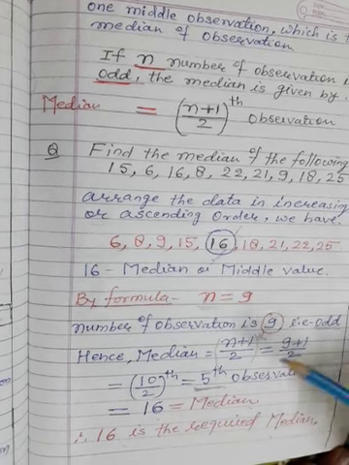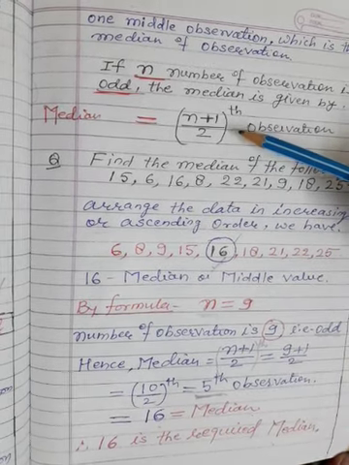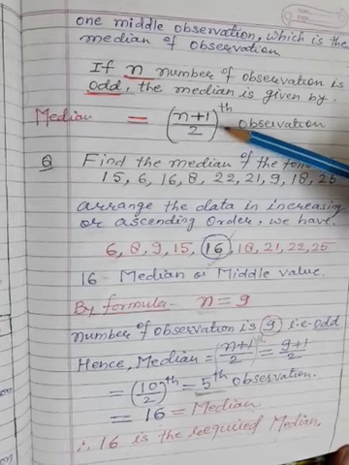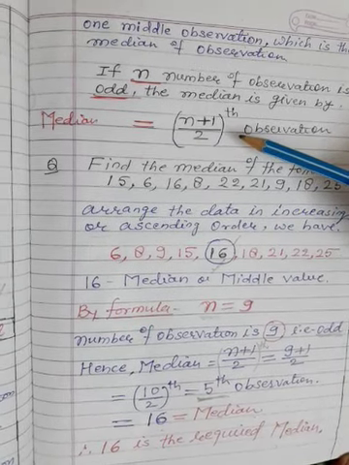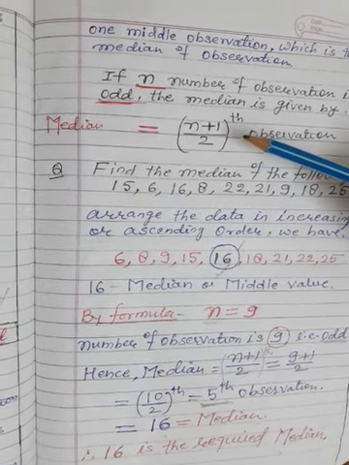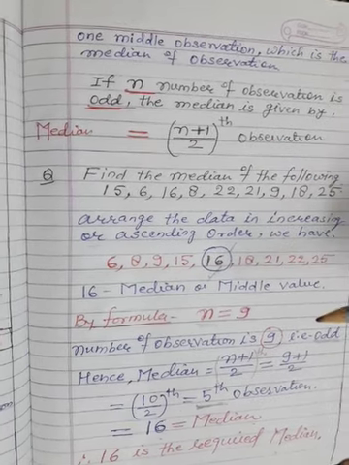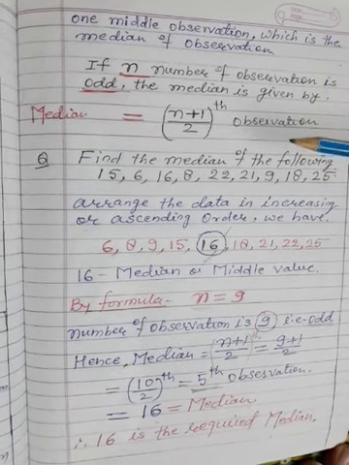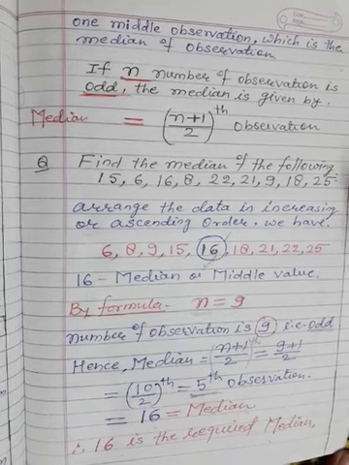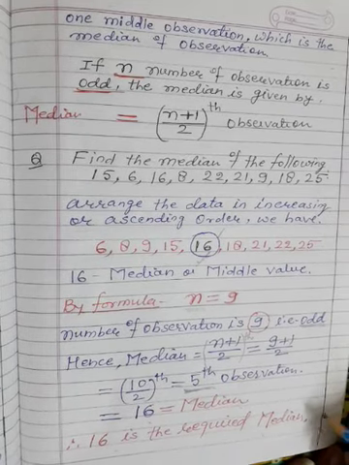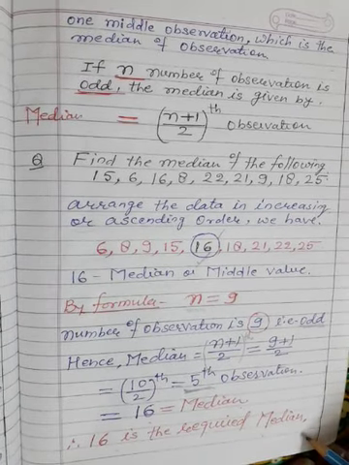This formula is applicable only when odd observations are there. And when even observations are there, we will do that after this. After understanding this, next we will take even observations. Thank you, students. Practice all these types of questions, take data and practice it. Thank you.